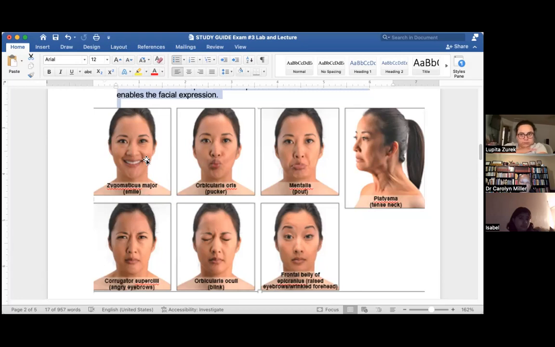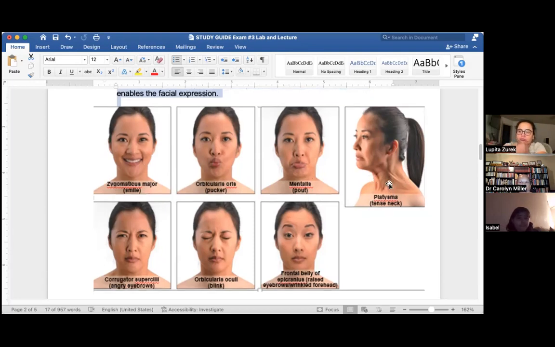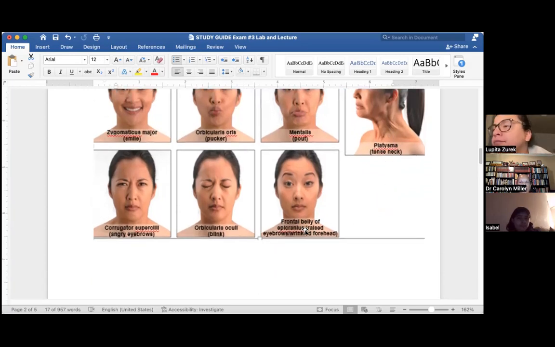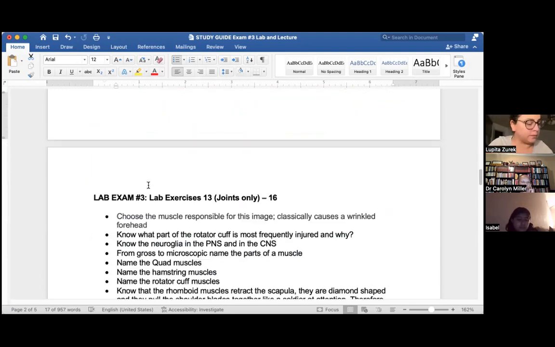So zygomatic for smiling, orbicularis oris, oral, for pucker up. The mentalis is the muscle for pouting. Don't forget the joint action is protraction. This is the platysma for tense neck. The frontal belly of the epicranius, or the frontalis, for wrinkled forehead. The orbicularis oculi for blinking, and then the corrugator supercilii for angry eyebrows.